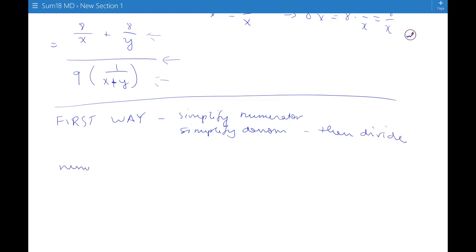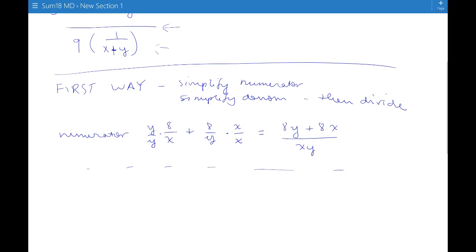So the numerator we simplify by putting over a common denominator. The common denominator is going to be xy. So I'm going to multiply the first fraction by y over y and the second fraction by x over x. Then I'm going to have 8y plus 8x over xy, or yx, whichever way you want to write that. So that's my numerator. Then the denominator really doesn't need any more simplifying except to write it as 9 over x plus y.